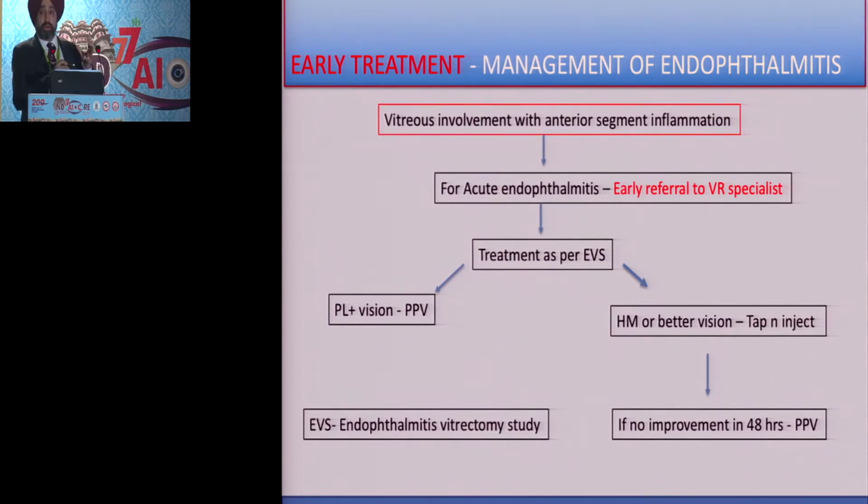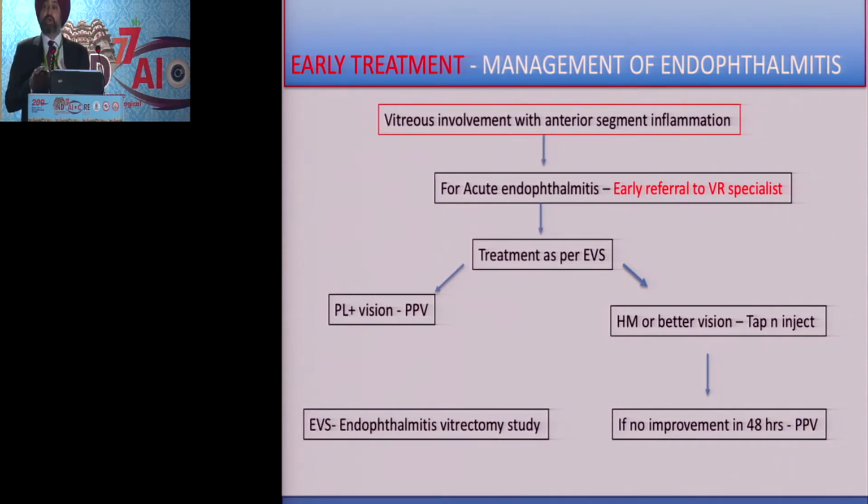We follow the Endophthalmitis Vitrectomy Study, though done in the West, but still we follow some of its things because they are good, but we don't follow it blindly. I'll tell you why. So in endophthalmitis, EVS said if you have a perception of light vision, you do immediate PPV in these patients because they will gain much better vision. So they had PL plus vision, they gave PPV, they gave tap inject. The PPV arm did well, so they recommend PL plus. So in hand motion or better vision, they said just tap and inject.